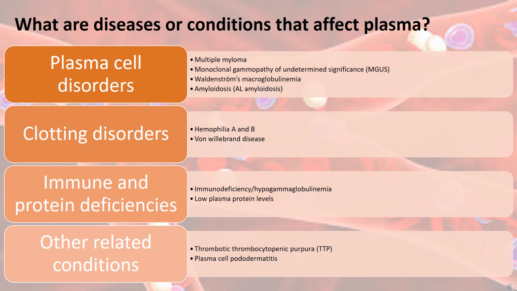Other related conditions. Thrombotic thrombocytopenic purpura, TTP, a rare disorder causing blood clots, thrombi, to form in small blood vessels throughout the body, often due to a deficiency of the ADAMTS13 enzyme, which is responsible for breaking down von Willebrand factor. Plasma cell pododermatitis, a condition often noted in veterinary contexts rather than human pathology.